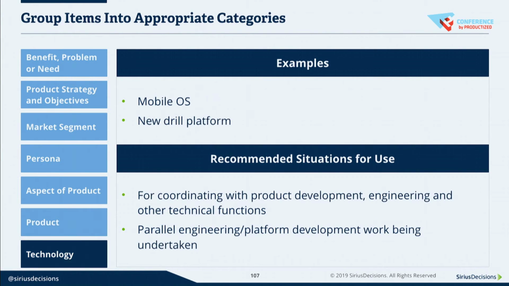And then lastly, there are certain situations where you might want to organize your roadmap by technology, right? So what are we doing for the mobile operating system versus what are we doing for a certain platform? This makes a lot of sense to developers, and when you're talking with engineers, this is a good way to do it, especially if you're trying to align your roadmap with the engineering team.